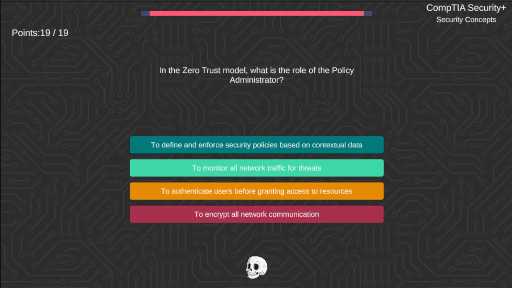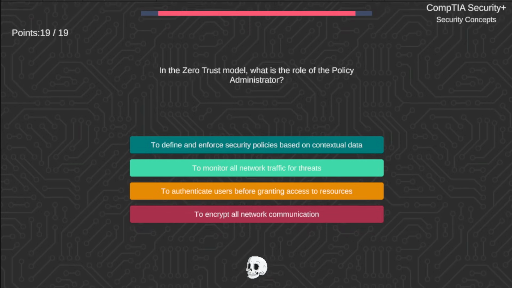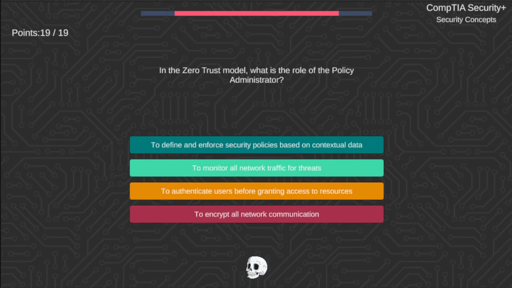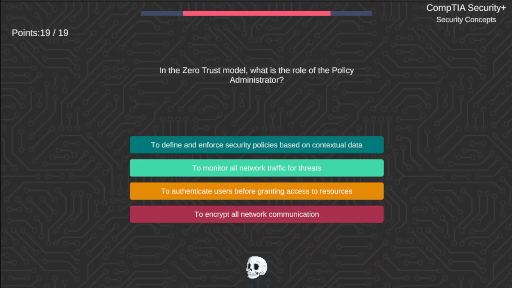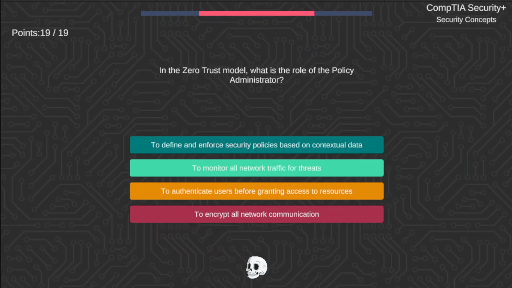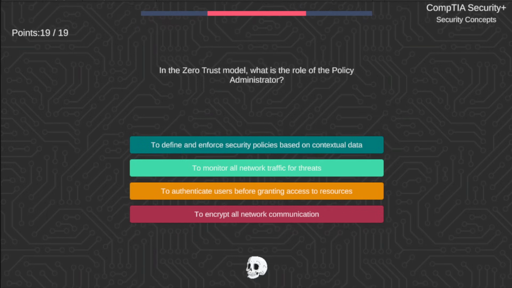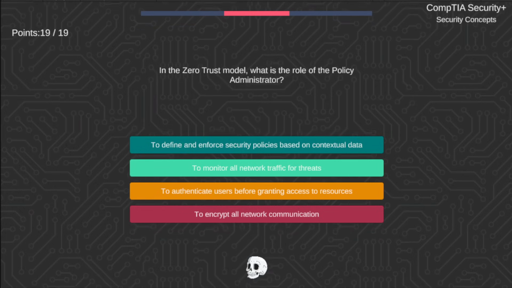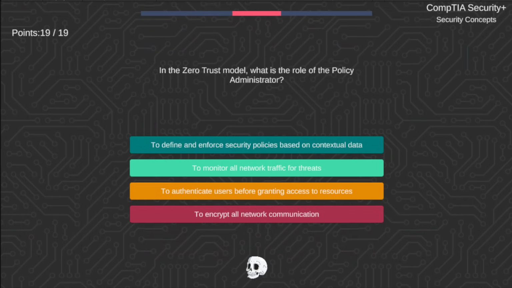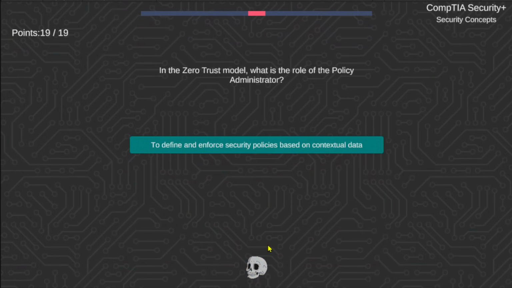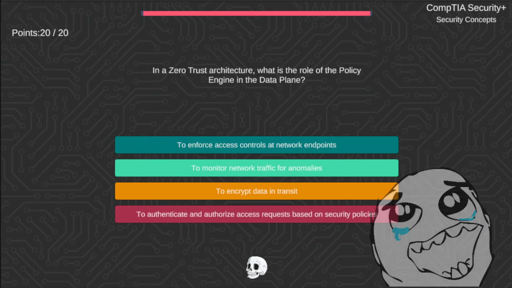In the zero trust model, what is the role of the policy administrator? To define and enforce security policies based on contextual data, to monitor all network traffic for threats, to authenticate users before granting access to resources, or to encrypt all network communication? The policy administrator. Correct answer is to define and enforce security policies based on contextual data.